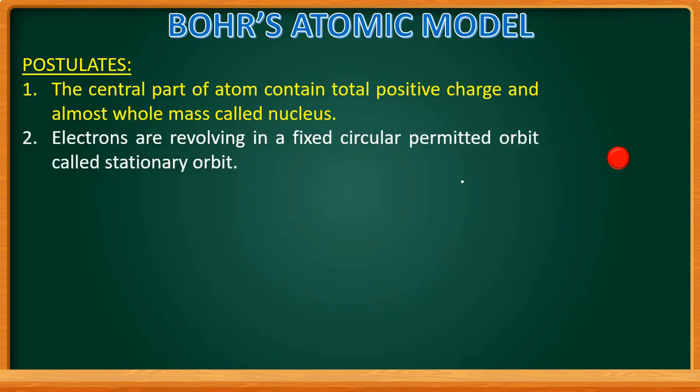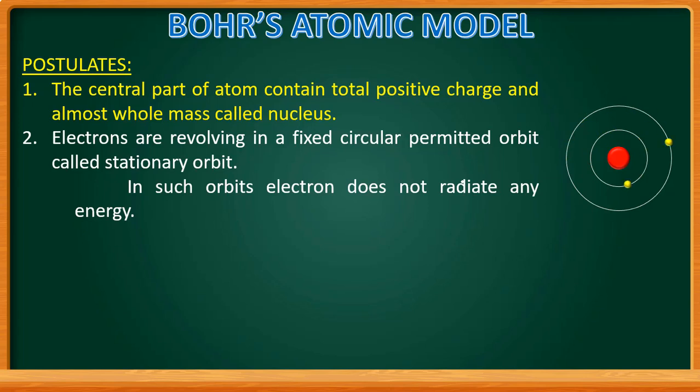In the second postulate, electrons are revolving in a fixed circular permitted orbit. He named that orbit a stationary orbit. Let this be the first orbit and this our second orbit. Some electrons are there in the first orbit and some electrons are also in the second orbit, yes or no? And they are permitted to move or revolve along these orbits only. Okay. In such orbits, the electron does not radiate any energy.